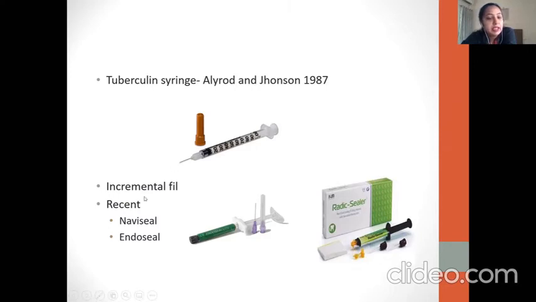The next technique is incremental filling. In incremental fill, what happens? You make small balls of zinc oxide eugenol. Zinc oxide eugenol is mixed in such a way that they form small balls, and these balls can be pressed into the canal using a small endodontic plugger.